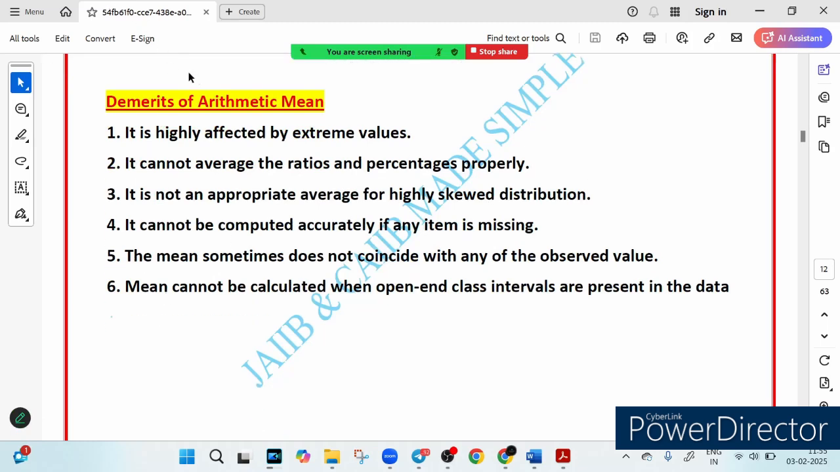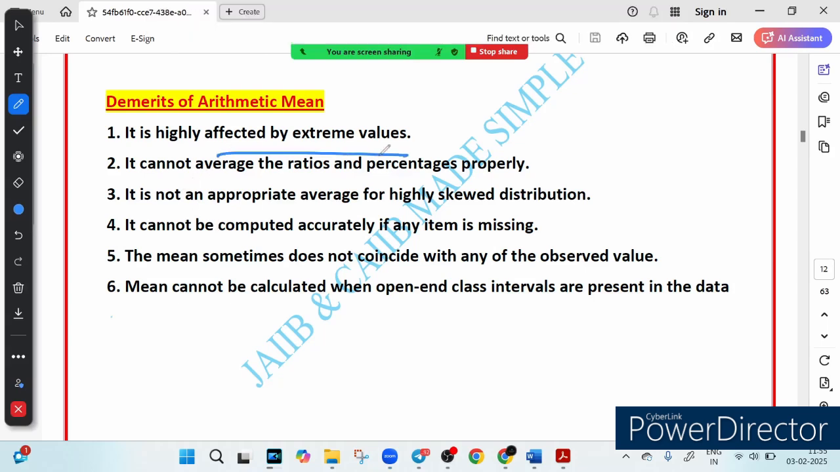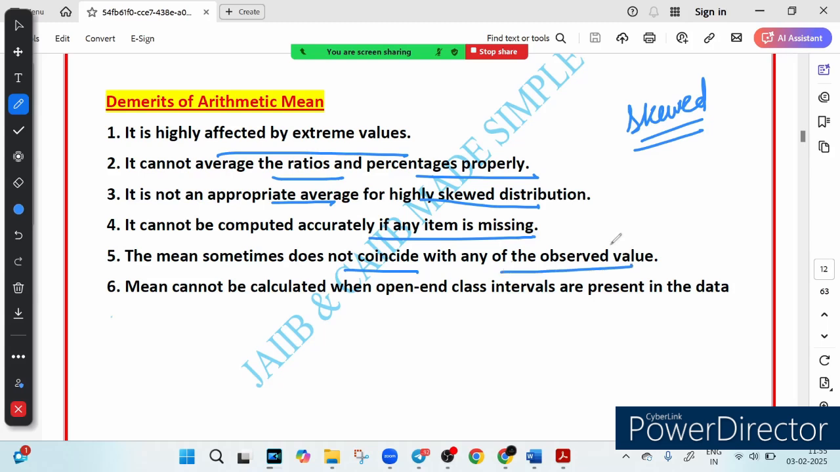Like you can see, it is highly affected by the extreme values. It cannot average the ratio and percentage properly. It is not an appropriate average for highly skewed distribution. So suppose your distribution is highly skewed on one side, right? So it is not appropriate there. It cannot be computed accurately if any item is missing. The mean sometimes does not coincide with any of the observed values. Mean cannot be calculated when open-ended class intervals are present in the data.